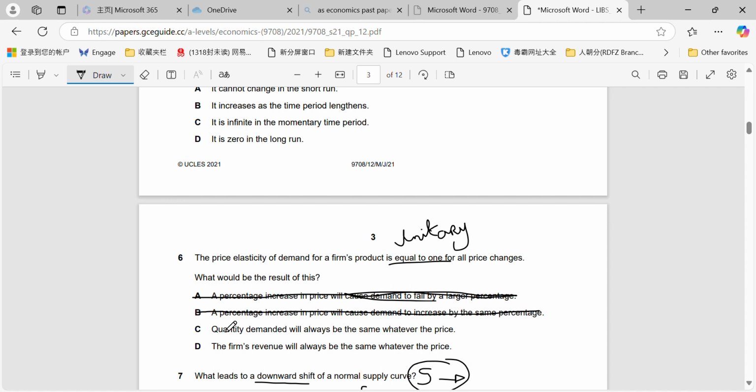Quantity demanded will always be the same whatever the price. Not true. Quantity demanded will change at the same proportion as the price, but it will not stay the same if price changes. And firms' revenue will always be the same. That is true. With unitary PED, revenue will never change, irrespective of the percentage change in price.